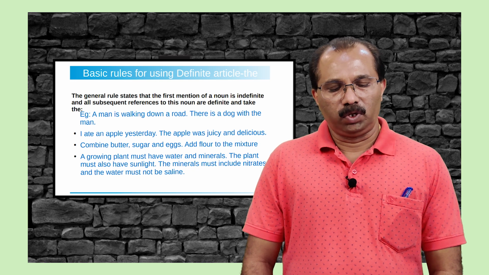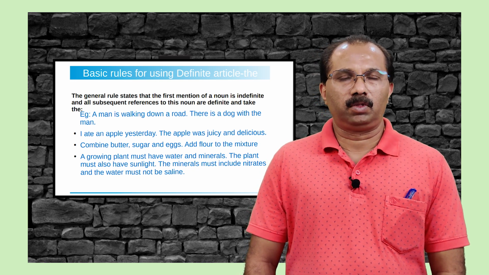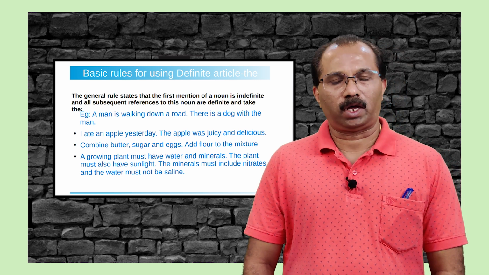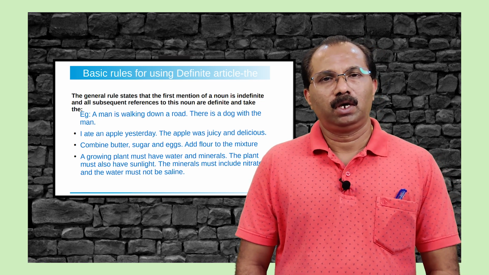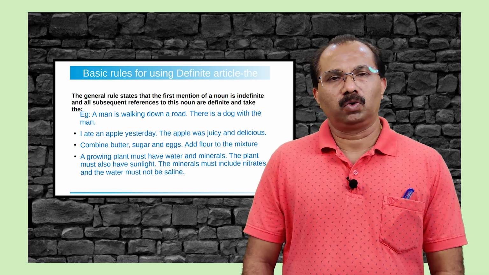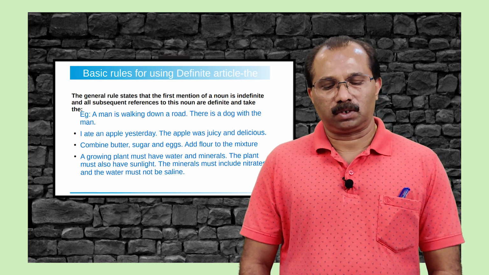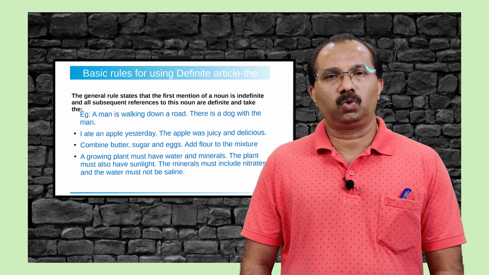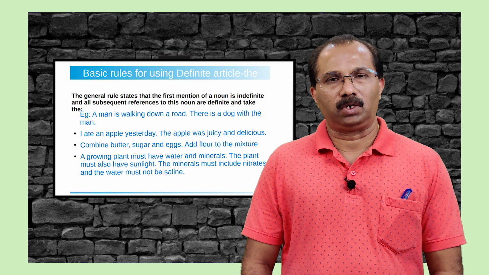There is a dog with the man. See, in the beginning I said a man. We do not know which man. So that is a man. The first reference is indefinite and we use the article a. Then, for a subsequent reference: there is a dog with the man. There I used the man. Why the man? Because the man is already mentioned previously.